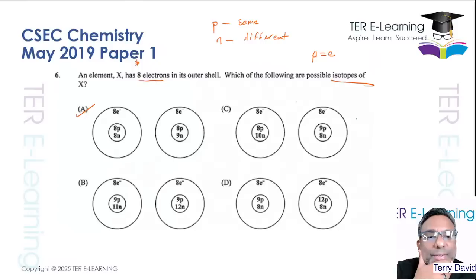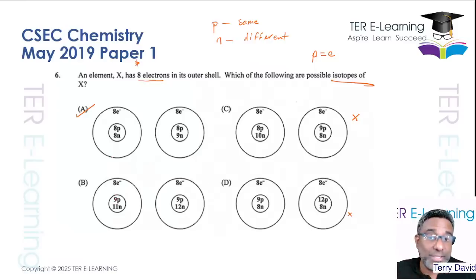C is wrong because you have different number of protons. So that's two different elements. D is also wrong because of the same reasoning. Different number of protons, so two different elements. When we look at B, you have the same number of protons, but different number of neutrons. But the thing is, the number of protons technically should be equal to the number of electrons.